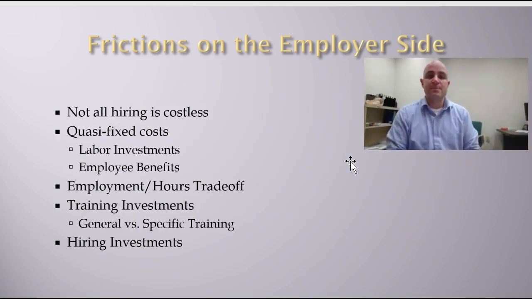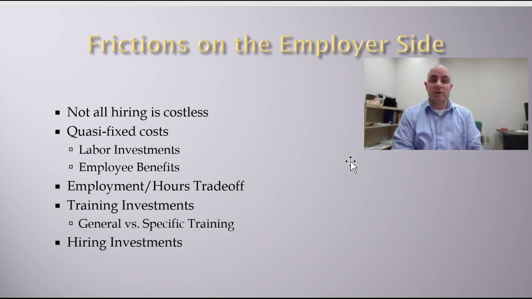The second type of quasi-fixed costs is employee benefits. In addition to wages, people also get compensation in some non-salary ways. It can be medical and life insurance that they pay for, retirement plans, paid time off. These are all costs that the employer is going to pay without receiving direct benefits from them.